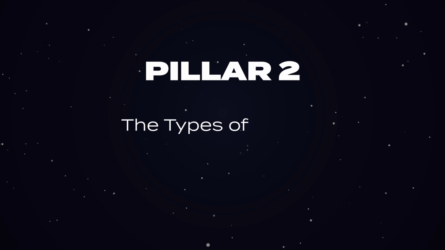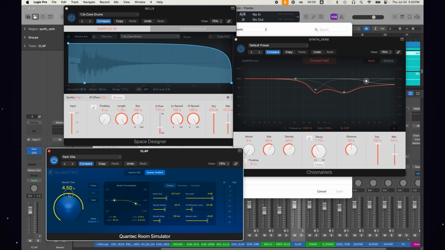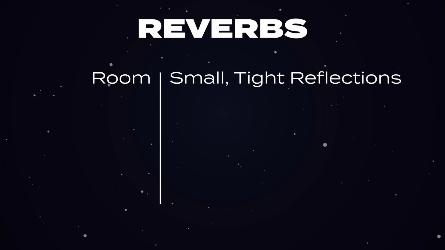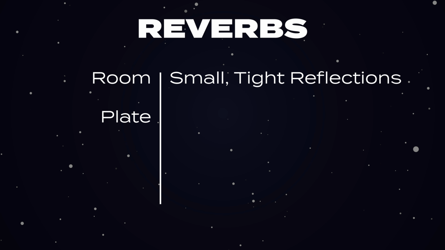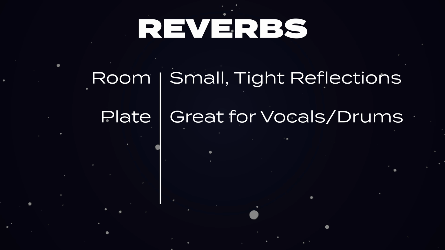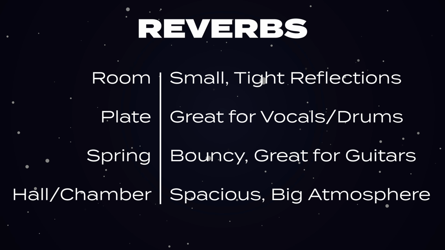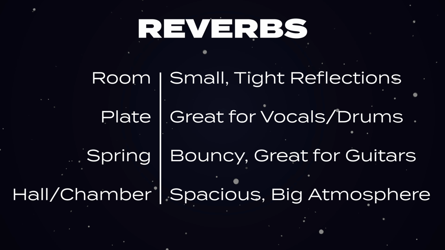Pillar 2, the types of reverb. Today we have thousands of reverbs, but most will fall into these 4 categories. Room: small, tight reflections, they're great for drums and guitars. Plate: great for vocals and drums. Spring: bouncy, great for guitars. Hall, chamber: these are long, spacious, great for big atmosphere sounds like vocals, strings, or synths.